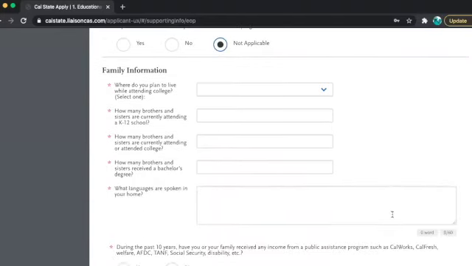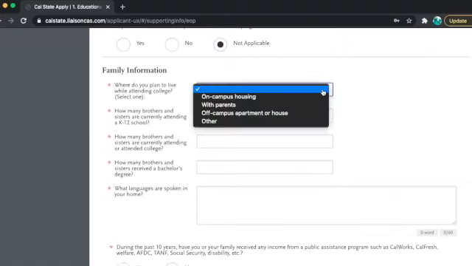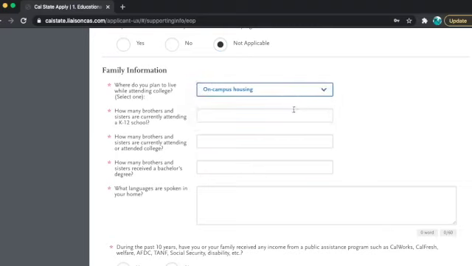Family information. Where do you plan to live while attending college? If you have at least one college that's far away, you're going to put on-campus housing. How many brothers and sisters are currently attending a K through 12 school? So how many siblings do you have that are younger than you that are currently in kindergarten through 12th grade? So maybe I type 2. And then how many brothers and sisters are currently attending or attended college?